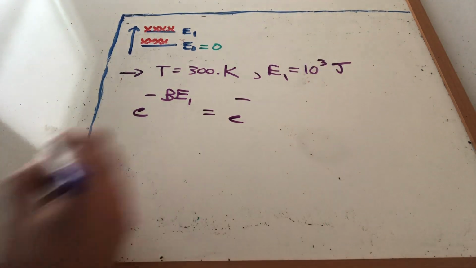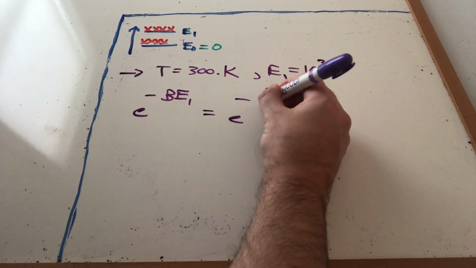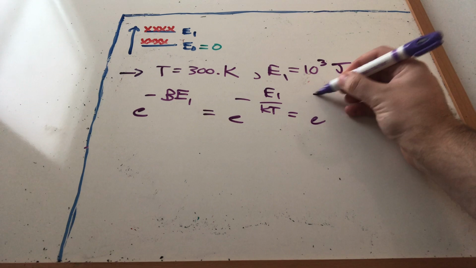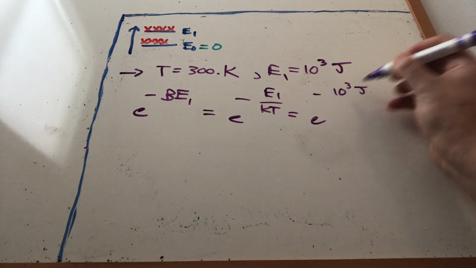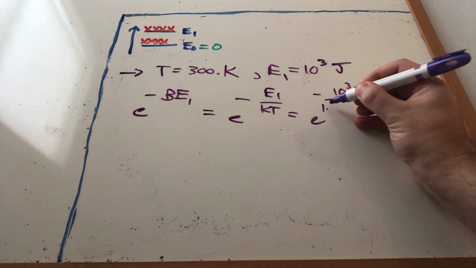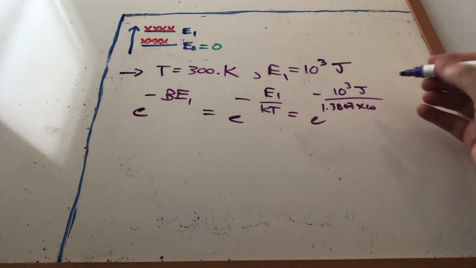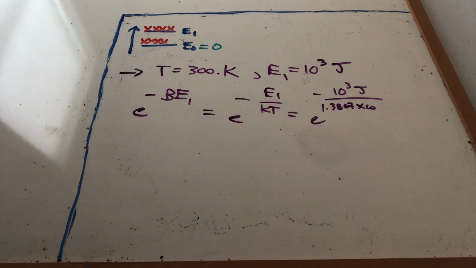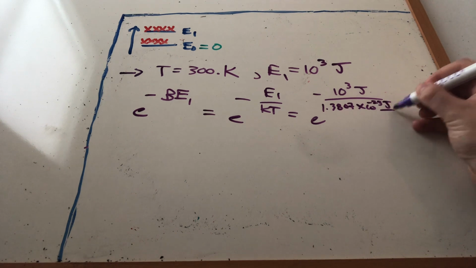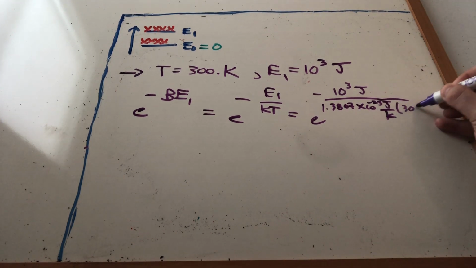So e to the minus, beta is 1 over kT, so E1 over kT. E1 is 10 to the third joules. k, which you'll see in the front of your book, is 1.3807 times 10 to the minus 23rd joules per Kelvin. And the temperature is also here as well.